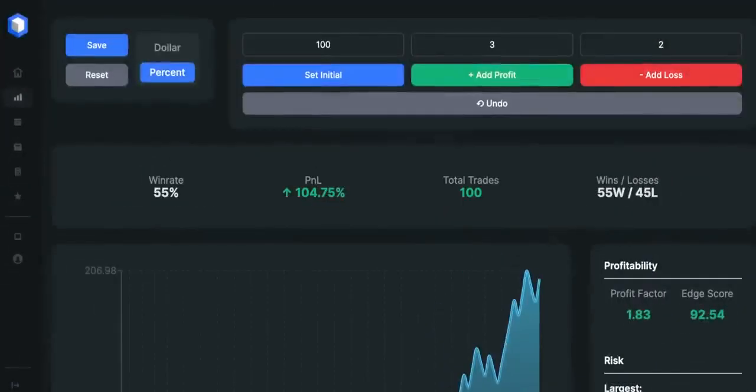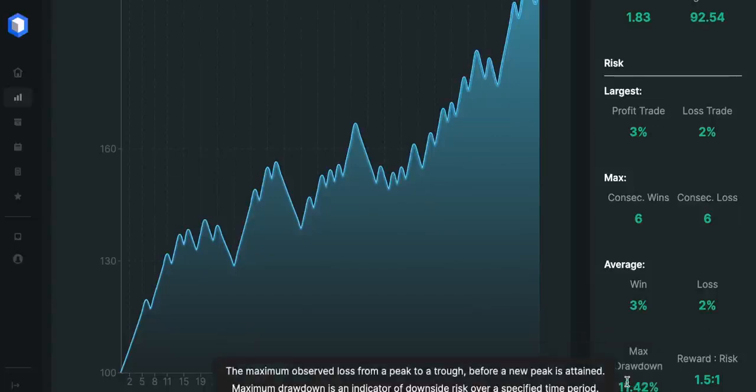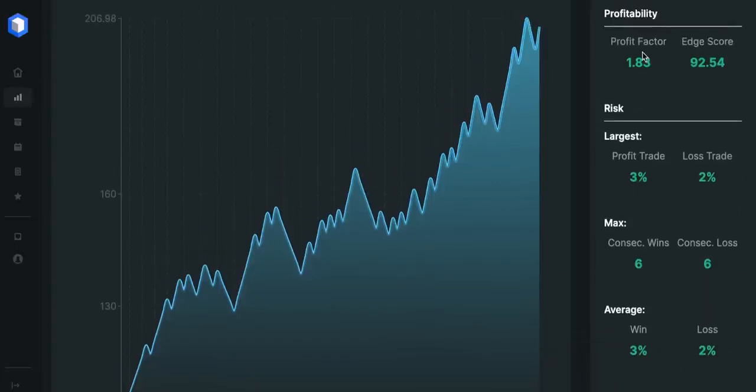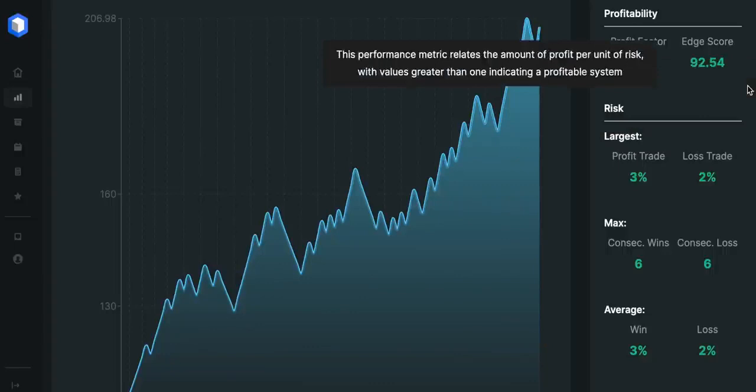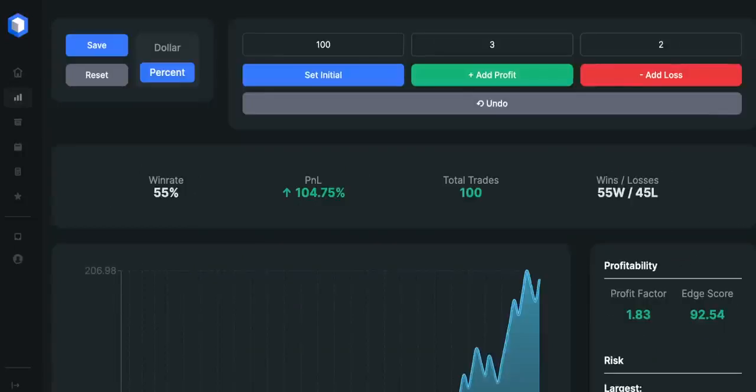So, after 100 tests, the win rate for the strategy turned out to be 55%. This win rate led to an increase in our account size by 104.75%. The equity curve is pretty stable, the maximal drawdown is 11.42%. However, the profit factor is below 2, which is definitely not ideal. We also had 6 consecutive wins against 6 consecutive losses. So overall not too bad for a 5-minute scalping system.